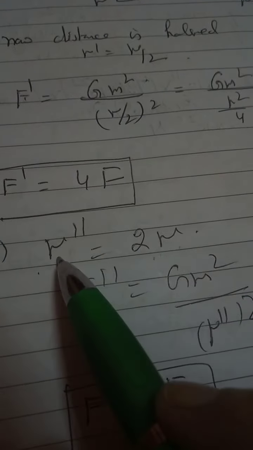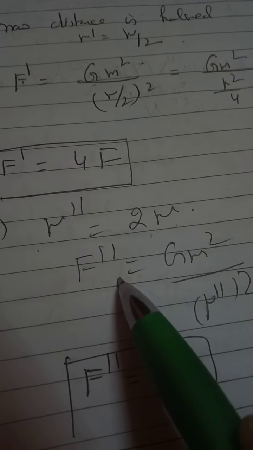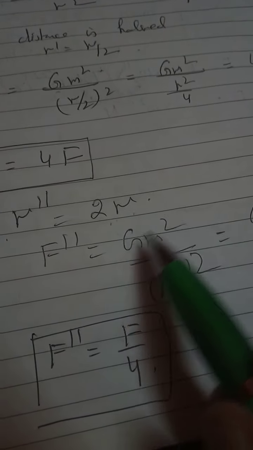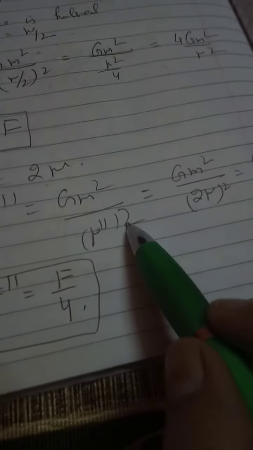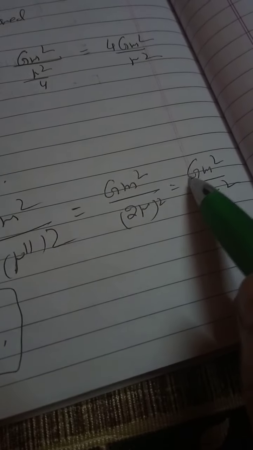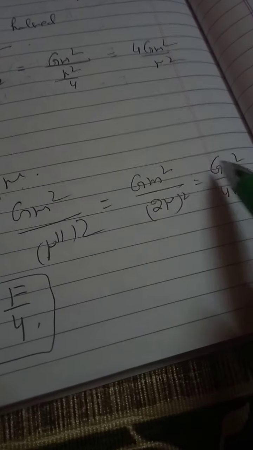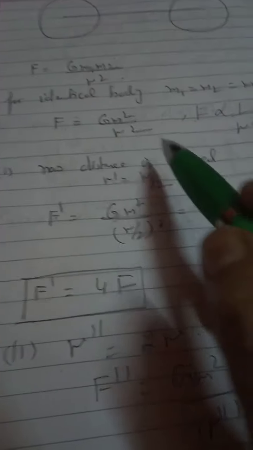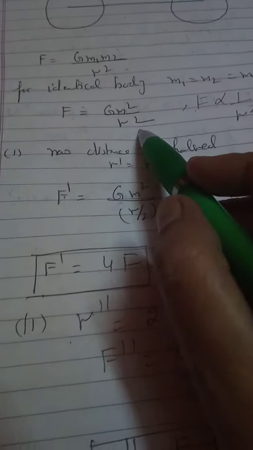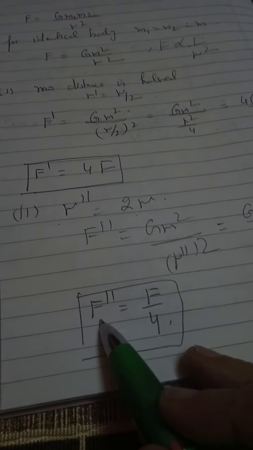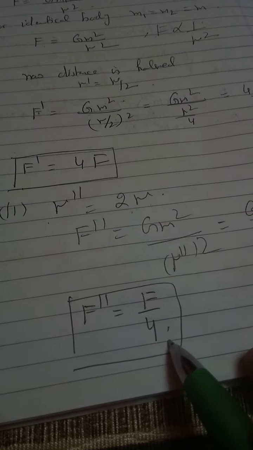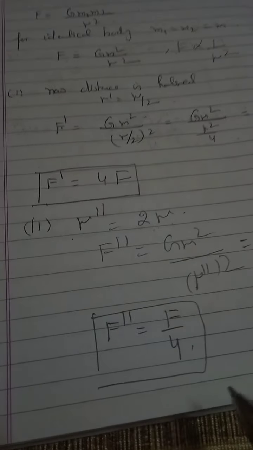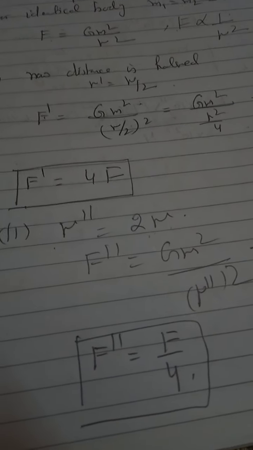Then F dash is equal to, when we take double distance, the force formula changes. Now the force formula is G m square upon (r dash) the whole square, r dash is 2r. So here it will come G m square upon 4r square. This was our original F, G m square upon r square. So F double dash is equal to F upon 4. It means in this situation the force will reduce by a factor of 1 by 4.